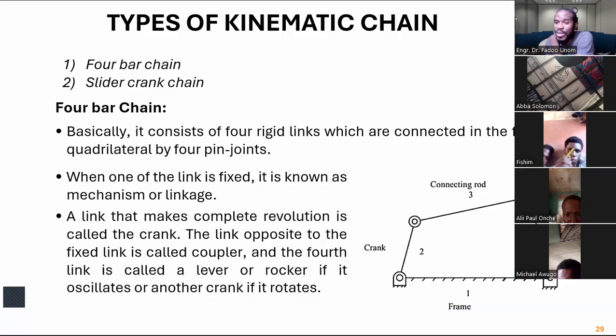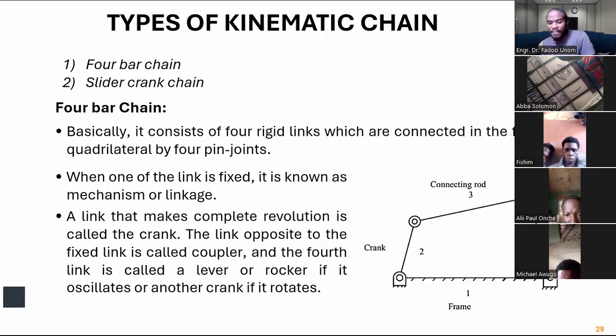Your connecting rod, and the crankshaft inside your engine. It is a 4-bar chain. So when the crank rotates, this is the crank here as link number 2, it allows the connecting rod to transmit that motion between it and the rocker. And what the rocker does is it will move back and forth. It oscillates back and forth.